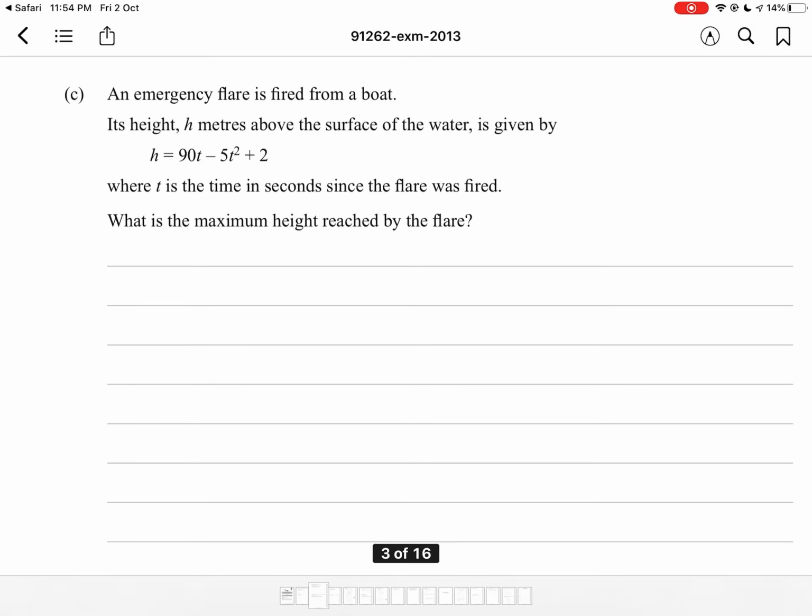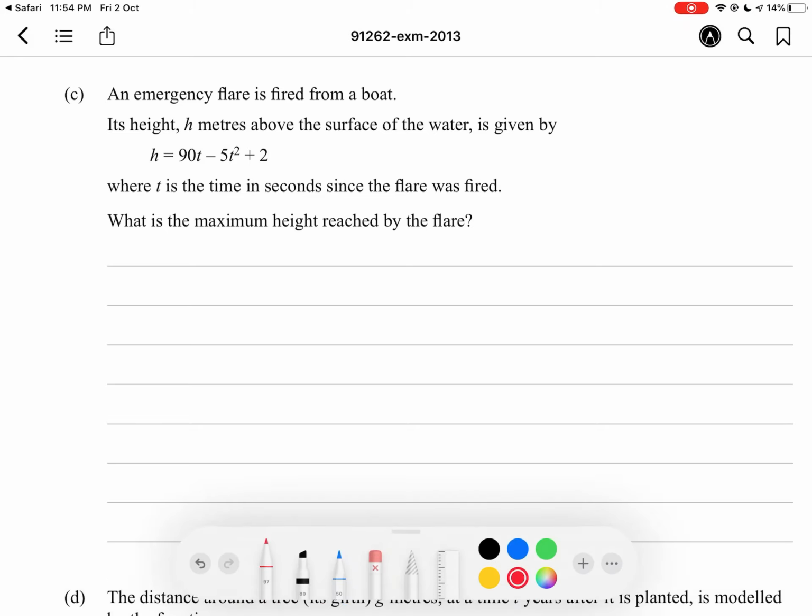Question C. An emergency flare is fired from a boat. Its height, h meters above the surface of the water, is given by h equals 90t minus 5t squared plus 2, where t is the time in seconds since the flare was fired. What is the maximum height reached by the flare?